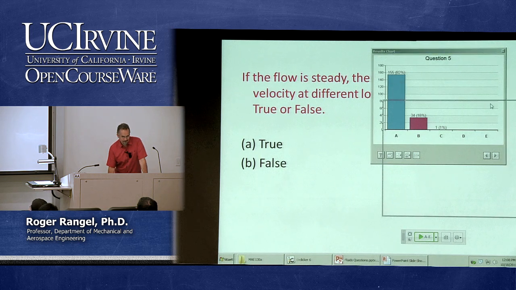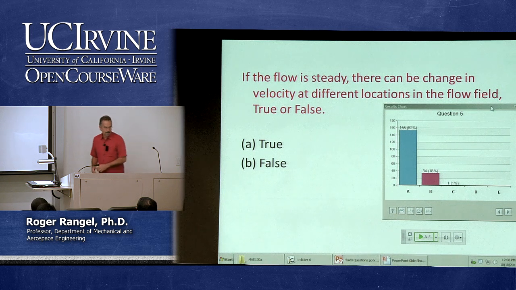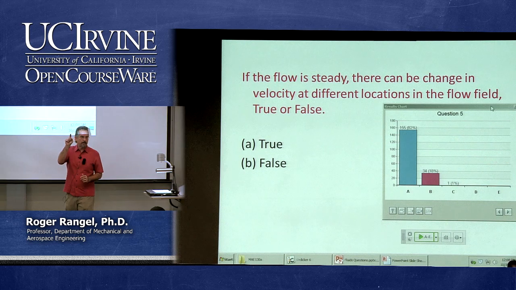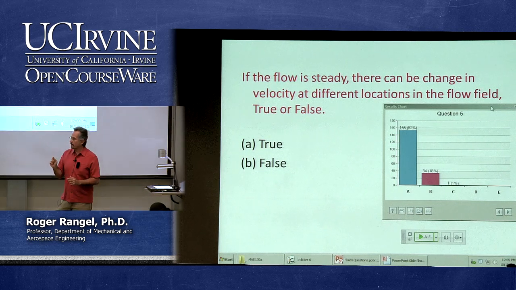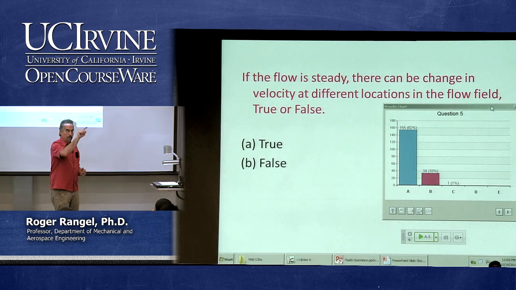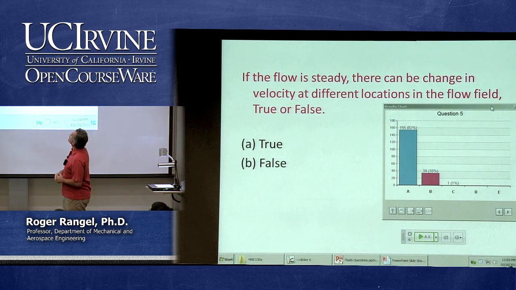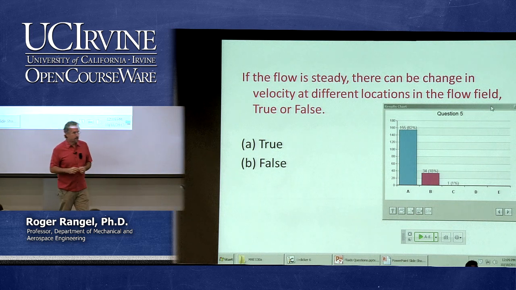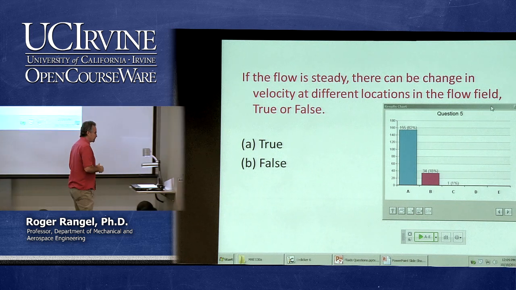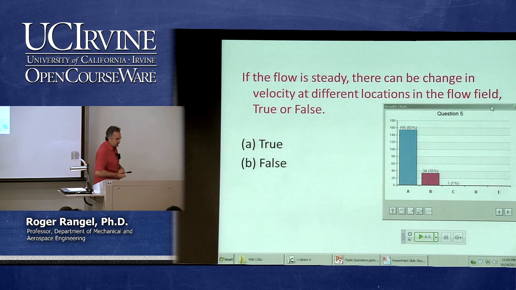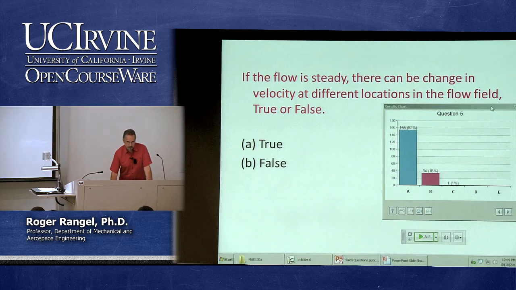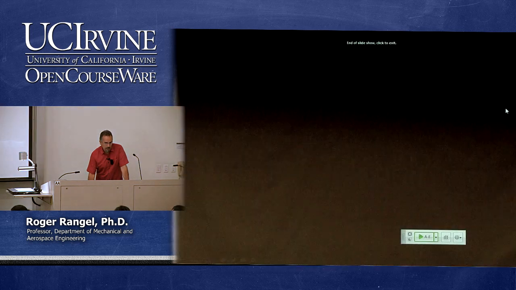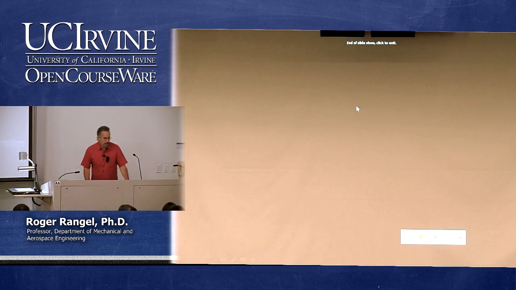Indeed, it is true. If the flow is steady, it simply means that at any fixed point that you look at, there are no changes. But if you compare two different places, at a different location in space, there could be differences in velocity or in any property, in fact. So the answer is A, true. Might be another one. Nope, there are no more.